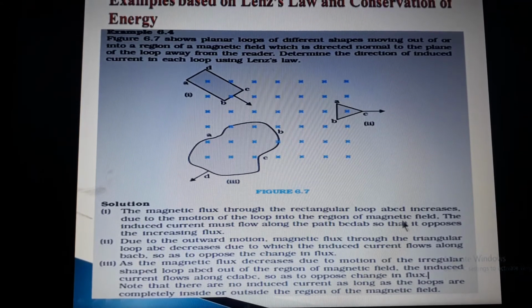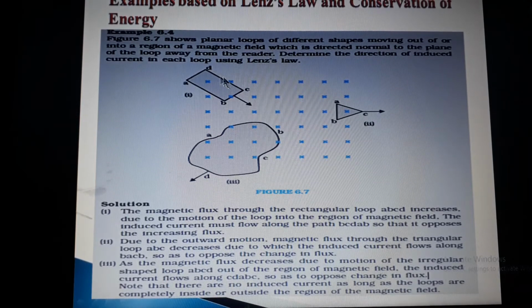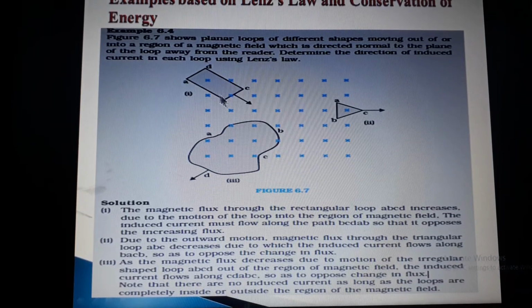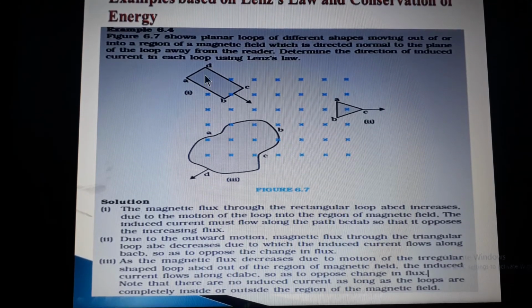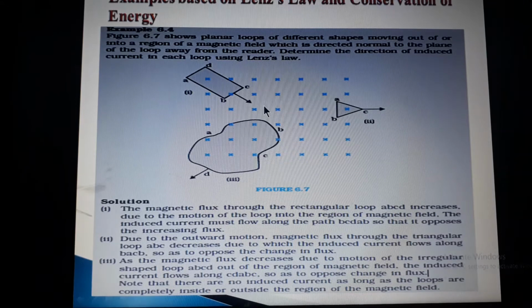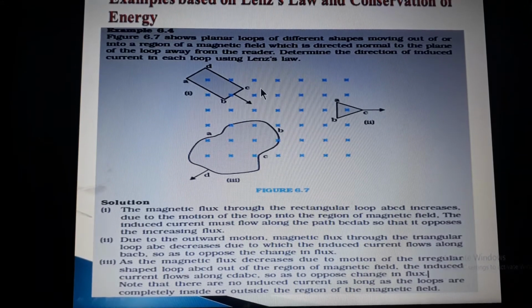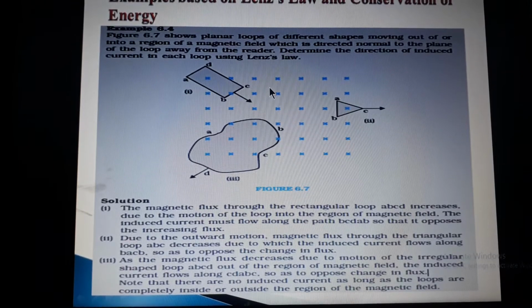The induced current must flow along the path BCDAB, which is the counterclockwise direction. Why? Because this loop is coming towards the magnetic field, so the magnetic flux is increased, so current flows in the counterclockwise direction to oppose that magnetic flux. So this is the solution of the first.